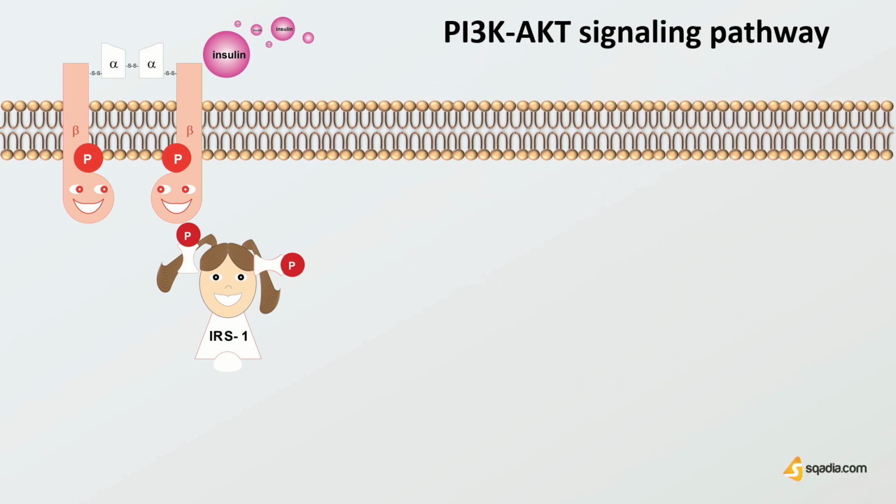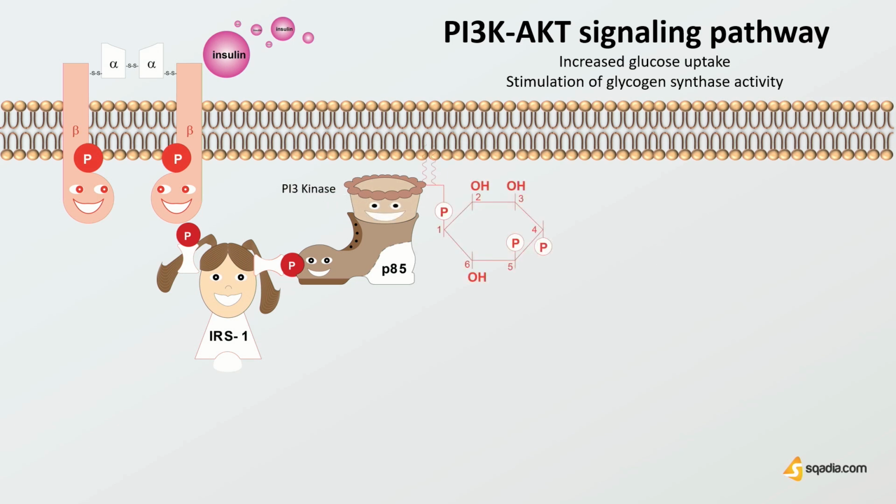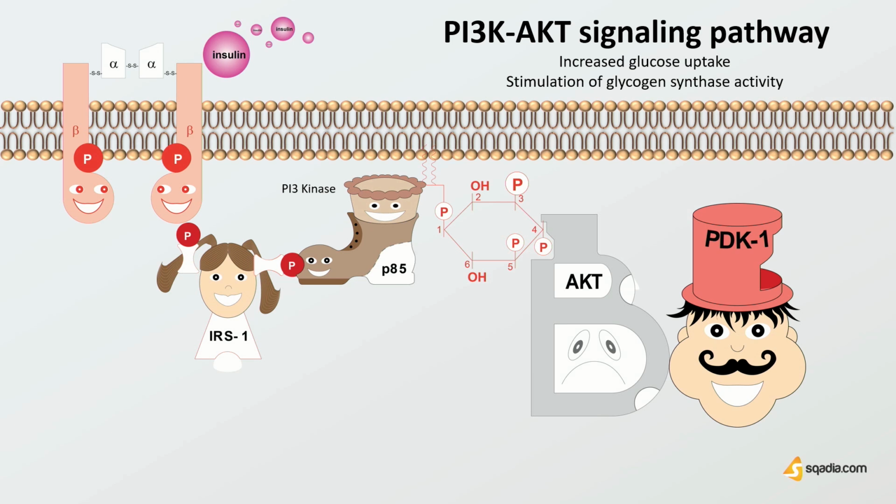This route is used for the short-term effects of insulin, such as increased glucose uptake and stimulation of glycogen synthase activity. The active insulin receptor substrate 1 attracts P85 and PI3. PI3 kinase is activated and phosphorylates PIP2 to form PIP3, that is phosphatidylinositol 3,4,5 triphosphate. This attracts both AKT and PDK1. PDK1 phosphorylates and activates AKT, that is also known as protein kinase B.